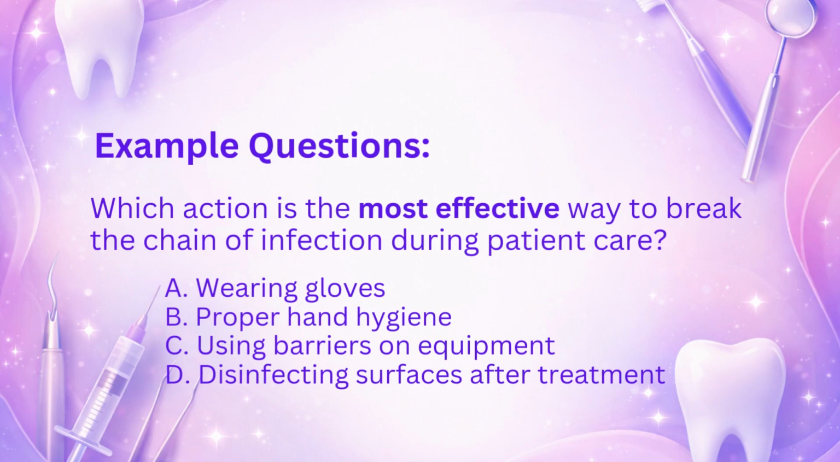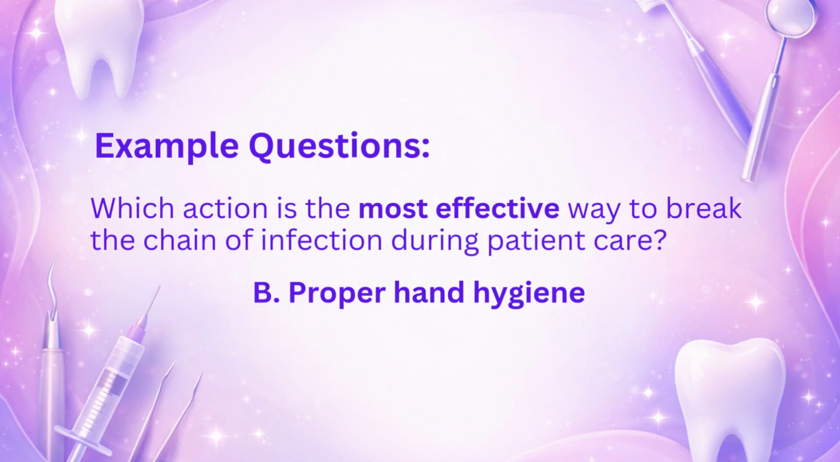The correct answer for this question would be B, proper hand hygiene. Why B? Keyword, most effective, because the topic is chain of infection, which means for DANB, prevention at the source. Yes, barriers and gloves help, but hand hygiene is the number one method all the time.